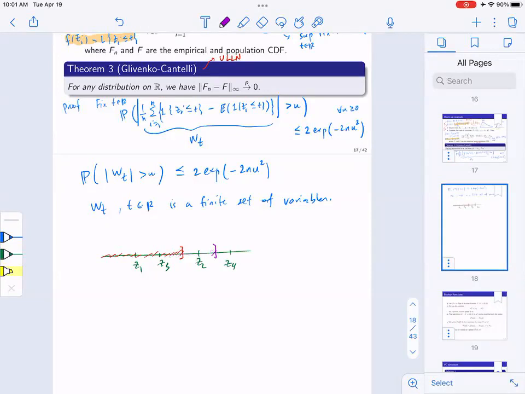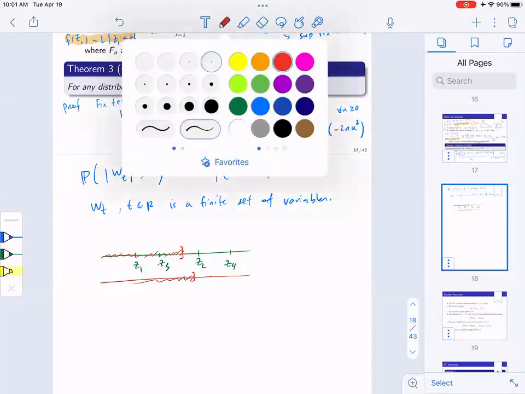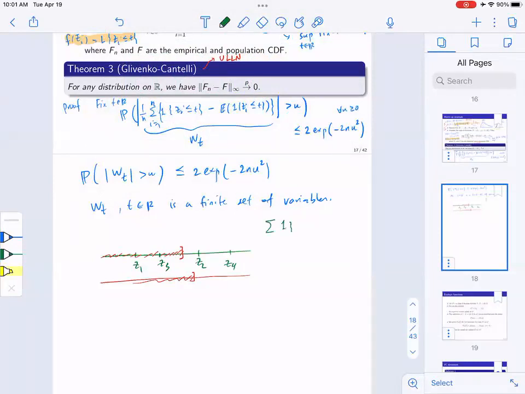And if I change the interval, for example, to this interval, the random variable doesn't change. If I move the endpoint of the interval between z3 and z2, it would give me the same random variable, right? So let's say the summation of 1{zi less than or equal to t}, say this is t1, this is t2, i from 1 to n, t1 is exactly equal to the summation with t2. This is the same set of variables.